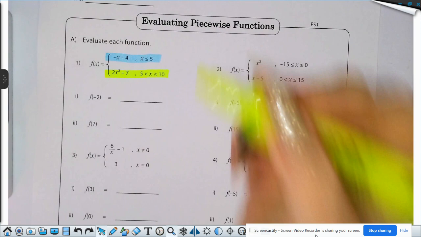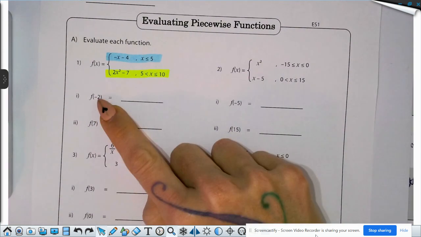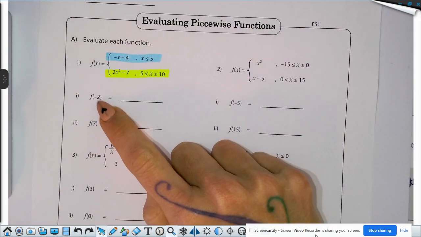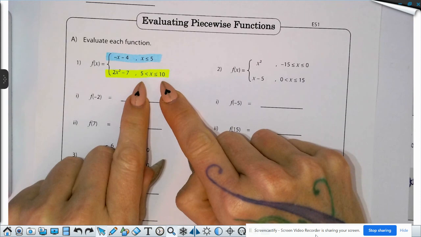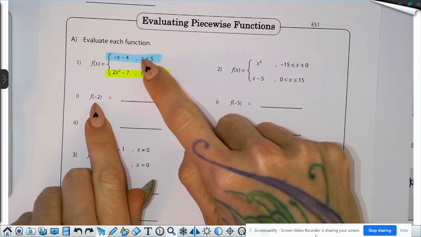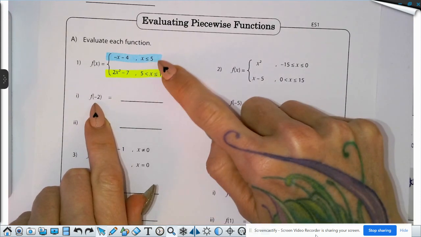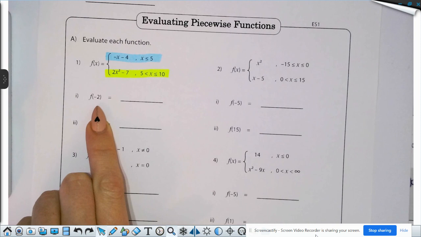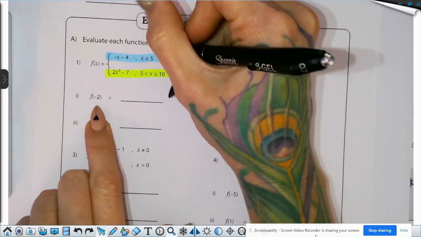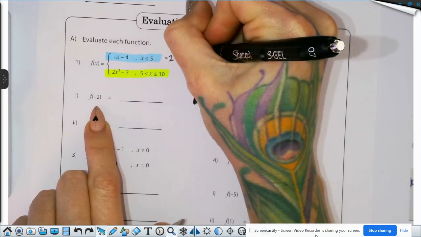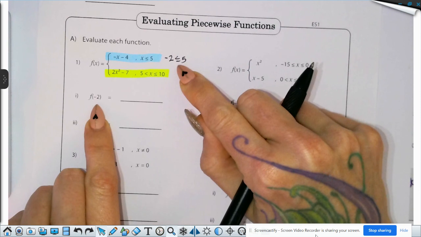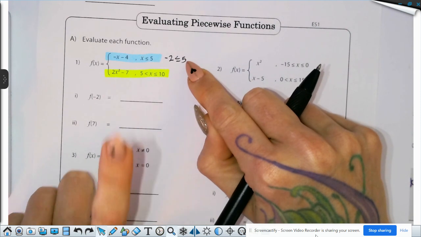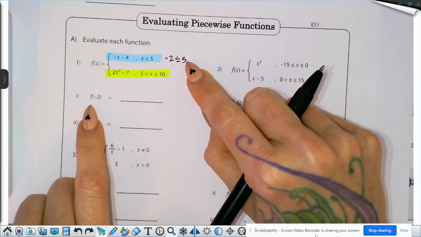So if I look at the first problem in this case, f of -2, you're going to look at your domains. Is -2 less than or equal to 5? So you're literally thinking, and if you need to write it down to see, is -2 less than or equal to 5? In this case, yes, but let's make sure and check it doesn't fit another one or something crazy is going on.